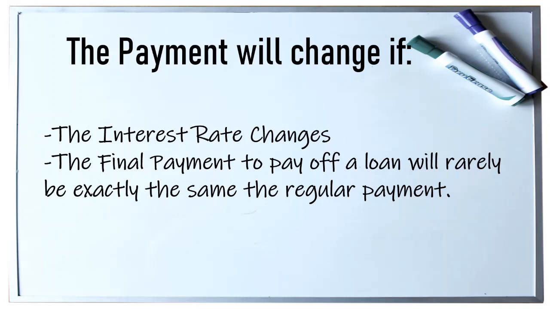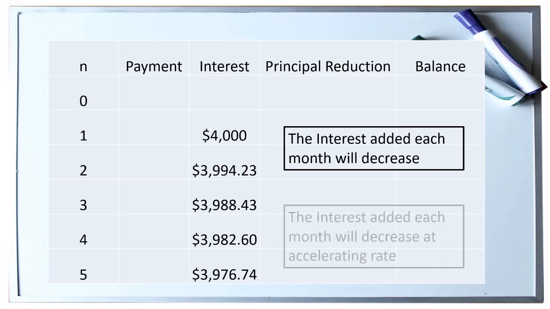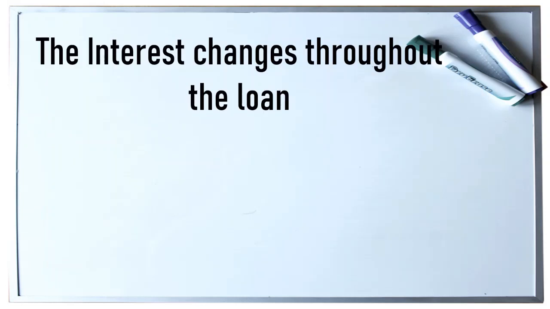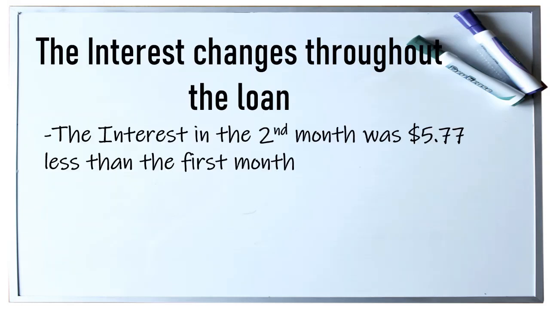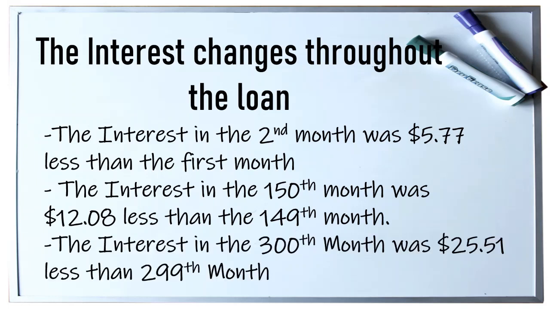The amount of interest added each time decreases, but more than this, the interest added each month will decrease at an accelerating rate. To highlight how the interest changes, the interest in the second month was $5.77 less than the first month. If we go halfway through the loan, the 150th month was $12.08 less than the 149th month. And if we go to the end of the loan, the interest in the 300th month was $25.51 less than the 299th month.